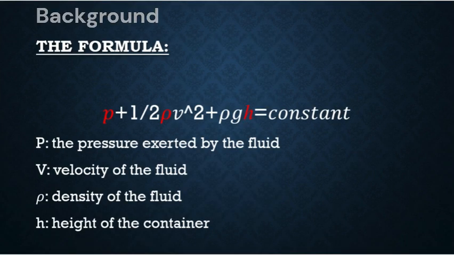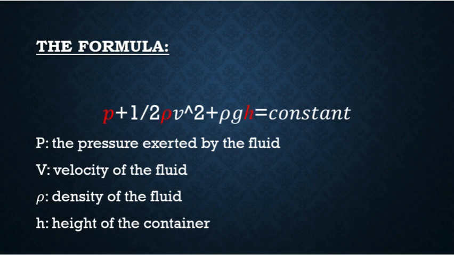The Bernoulli's equation formula is a relation between pressure, kinetic energy and gravitational potential energy of a fluid in a container. The formula for Bernoulli's principle is given as follows: P plus half rho v squared plus rho g h equals constant, where P is the pressure exerted by the fluid, v is the velocity of the fluid, rho is the density of the same fluid, and h is the height of the container.